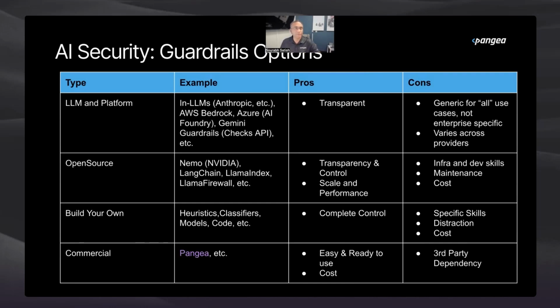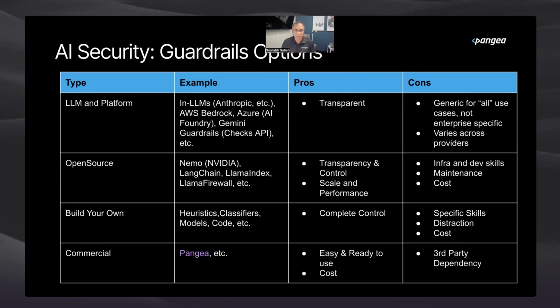Now, in terms of guardrails that you should take into account, there are really various choices available to you, all the way from guardrails that are a part of the LLM or part of the platform that hosts the LLM, open source, you can build your own, or you can use a commercial vendor. Every choice has pros and cons.